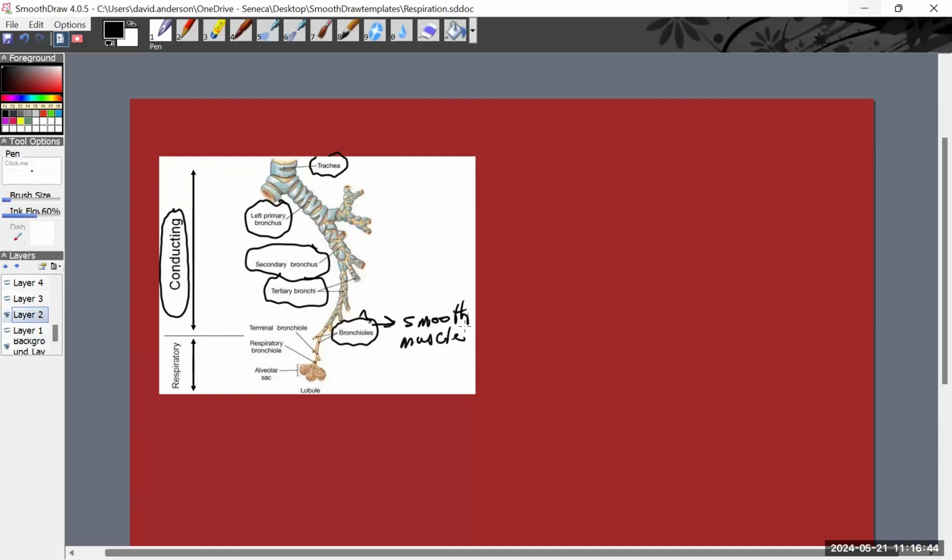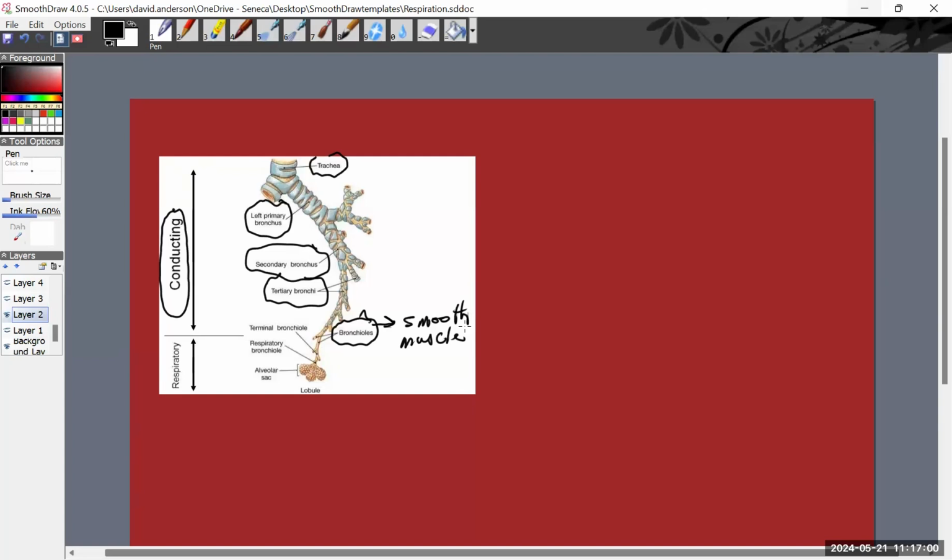It constricts. To widen. Maybe it will widen. That's right. It's going to widen, which we would call a dilation. It would be called bronchodilation.